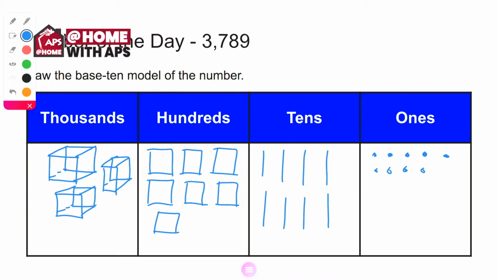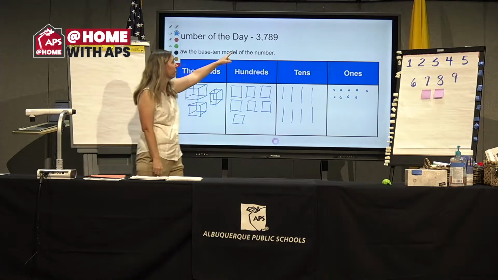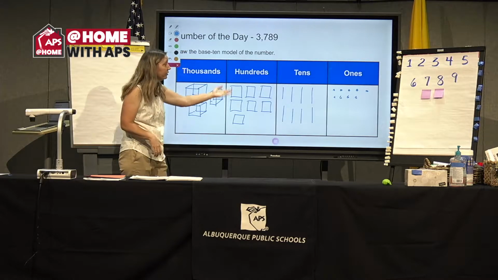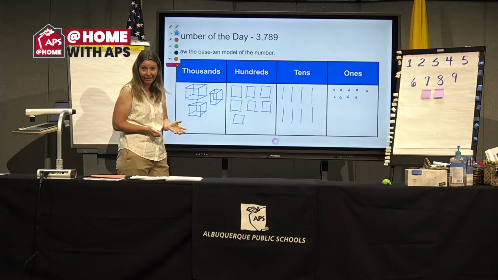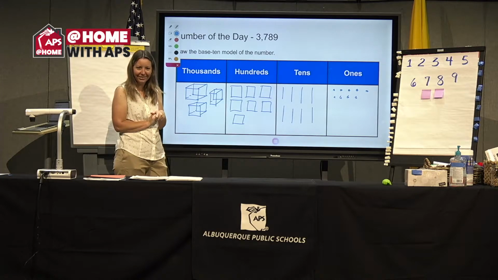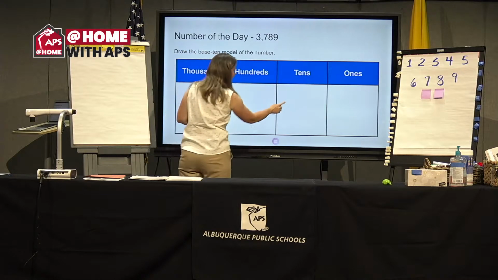I really like the base 10 blocks because it really breaks it up for us and makes us think about that number versus just looking at some random thing and not knowing really what it means. This helps us to figure out what is really in that. Don't you wish you had $3,789? I sure do.